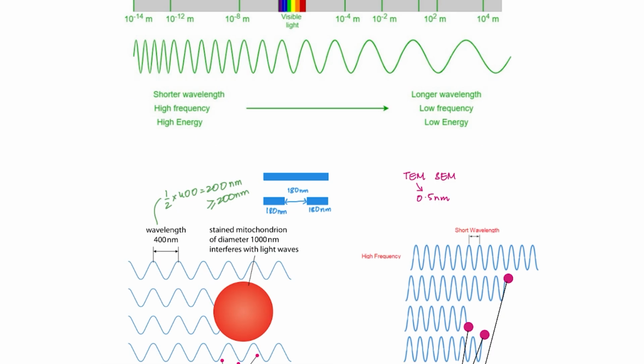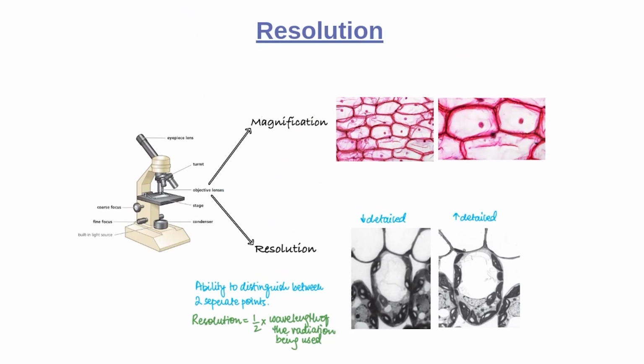But to summarize this lesson in a nutshell, resolution is the ability to distinguish between two separate points and is equal to half the wavelength of the radiation that is being used. The higher the resolution, the clearer the picture will be, and the lower the resolution, the less clear or blurry that picture will appear. And on that note, let's conclude this lesson.